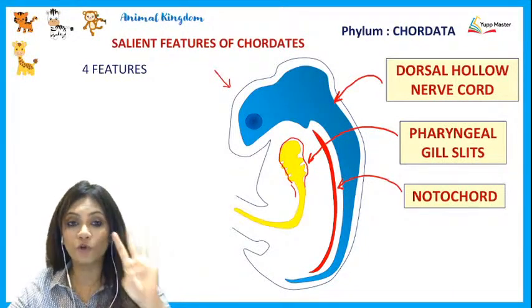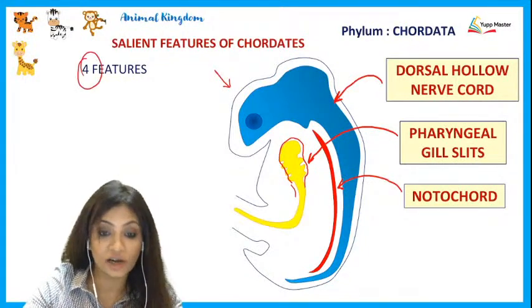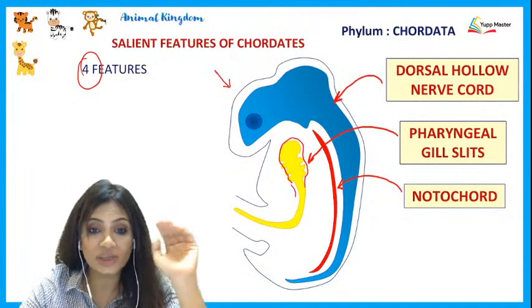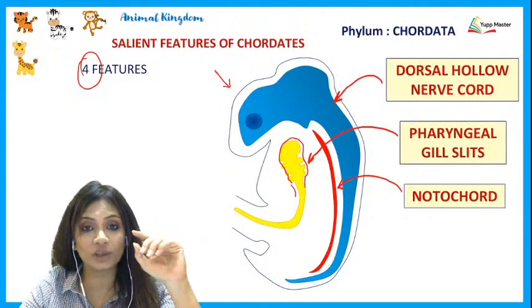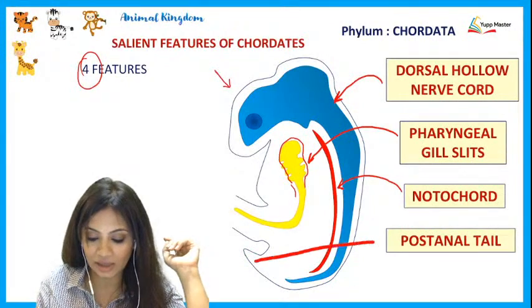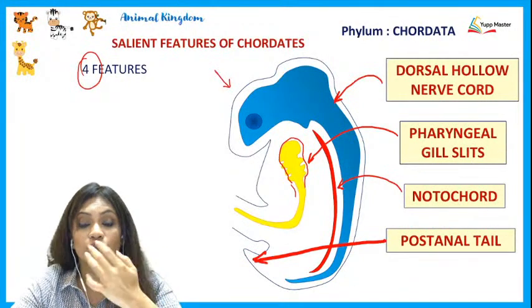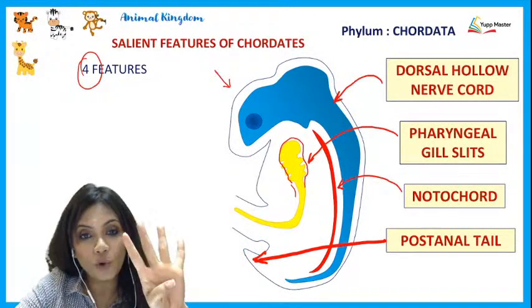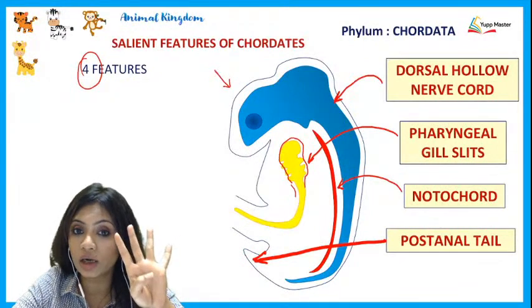And the fourth feature, remember there are how many features? There are 4 features. So 4 salient features of chordates, and the fourth one is the presence of a postanal tail. All right, so that is the fourth one. So we see here that there are 4 salient features of the chordate.